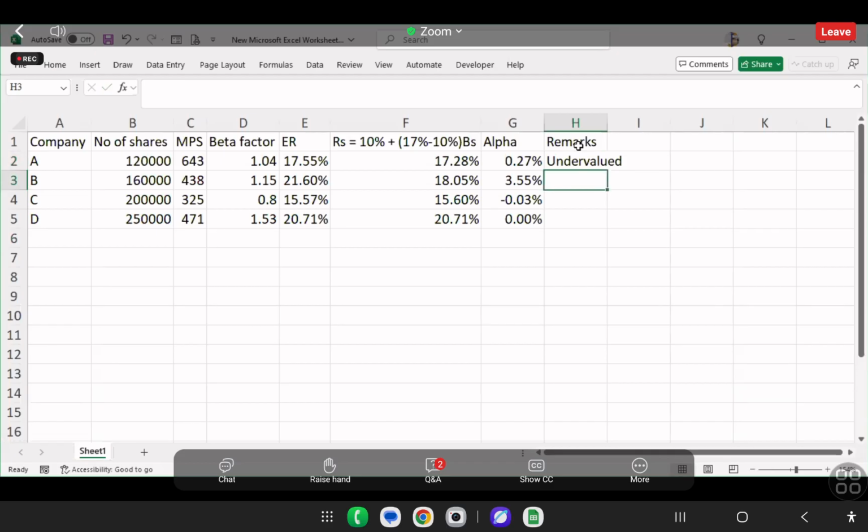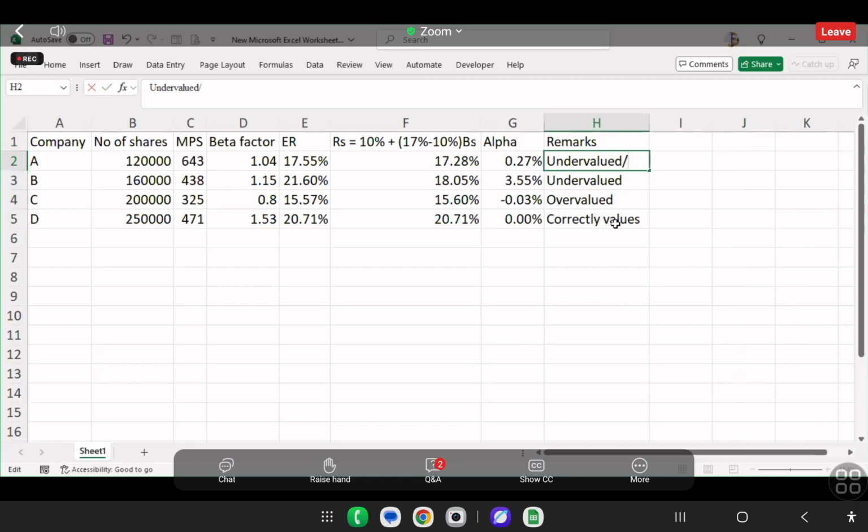We have it again. Expected return 21 is greater than 18. This is again undervalued. The next one is overvalued. Okay, I can go by that. Overvalued. Then we have correctly valued. I can also give the other remarks.